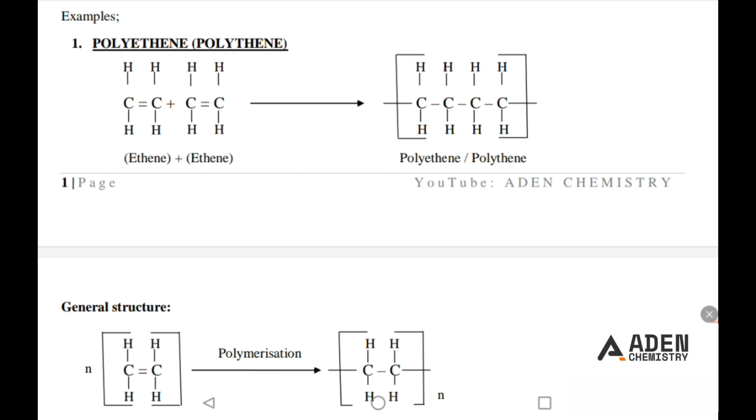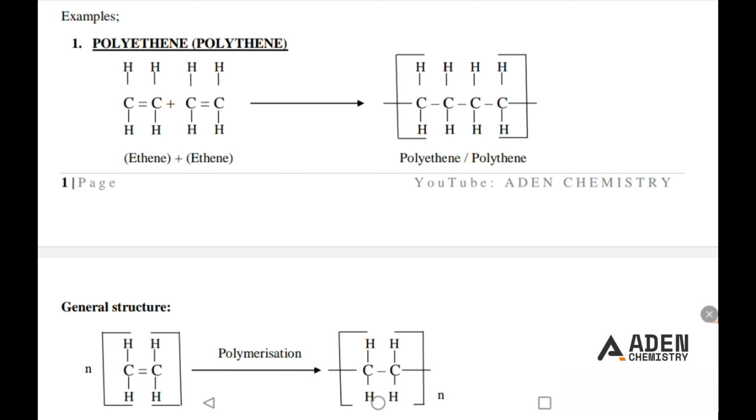So we start first of all by identifying the monomer. For you to know the monomer, you are supposed to first of all know the polymer. The polymer is polyethene. So we remove the word poly. What remains will be the monomer. When we remove poly, we remain with ethene.